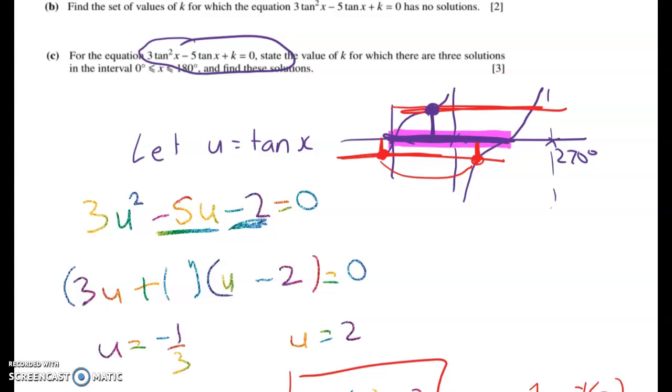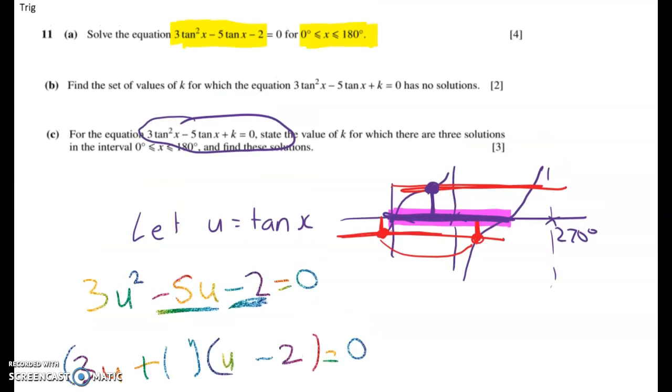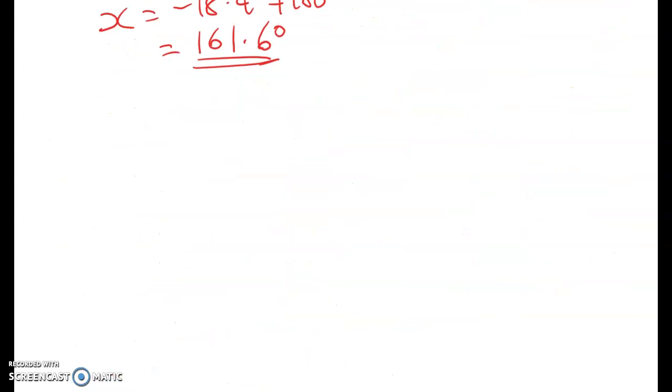But we'll do 11b first. Right, so find the set of values of k for which this equation has no solutions. So the only thing that's changed here is that my constant is now something that I have to solve for. As soon as you see no solutions, you should be thinking about the discriminant. So we want 3 tan squared x minus 5 tan x plus k equals 0.